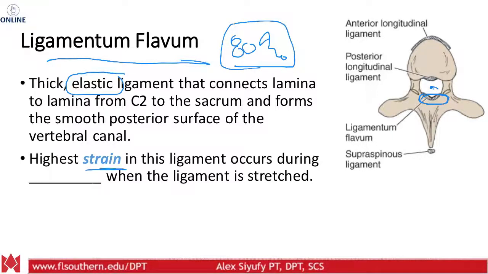Of course, just like other connective tissue, it can become strained when pulled at from the distal end. And if you imagine this on the posterior portion, with spinal flexion it is going to be stretched, and with spinal extension it is going to be shortened.